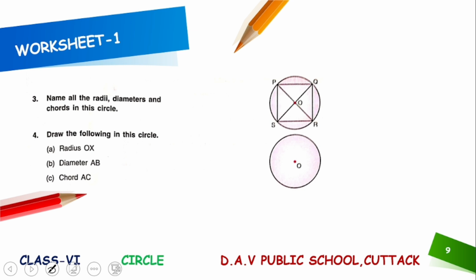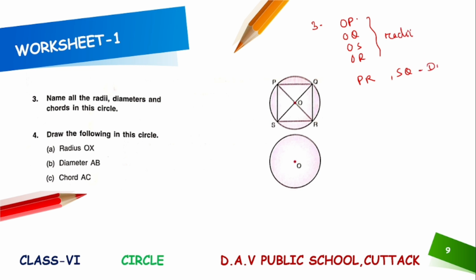Name all the radii, diameter and the chord in the circle. Okay, so first write down radii: PO, or you can write OP, OQ, OS and OR. These are the radii. Okay, and next, diameter. Diameter means PR and SQ are the 2 diameters, means there are 2 diameters. Okay, this is radii and this is diameter.